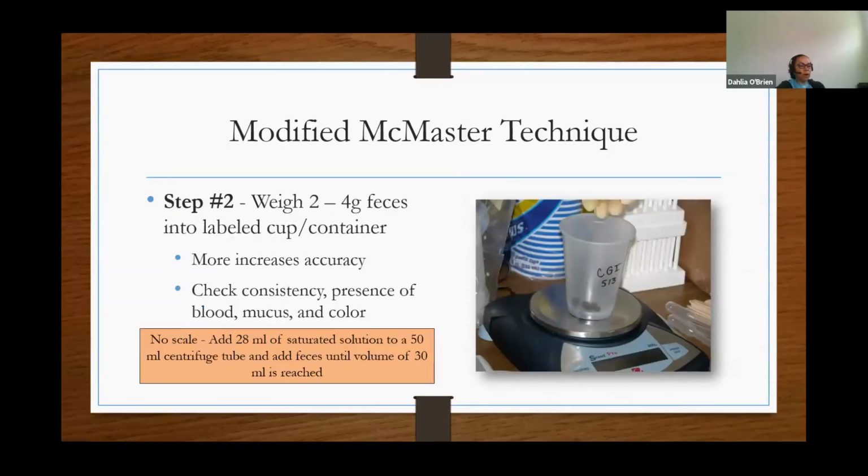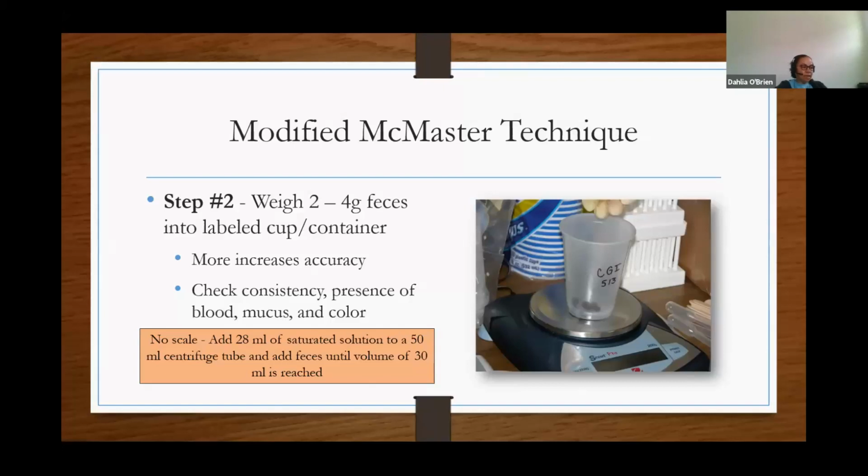Step 2, you would weigh out the amount of feces that you need to conduct your fecal egg count. So you weigh it out in a labeled cup, and I usually have just 2 cups stacked, one on top of the other, and you'll see this when I show the video later. The outside cup is labeled, and I'll put both cups on the scale, I'll tare it, and then I'll add the manure to it till I get anywhere from 2 to 4 grams. As I mentioned before, more increases accuracy.